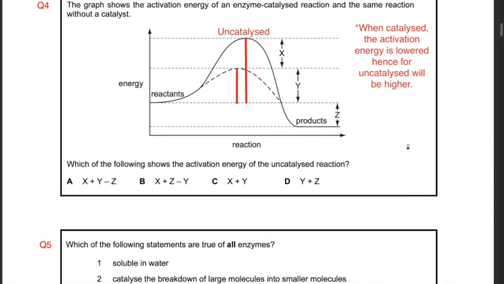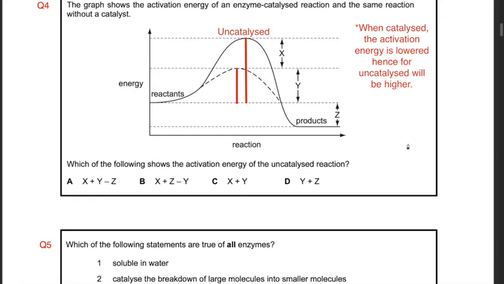Question 4. The graph shows the activation energy of an enzyme catalyzed reaction and the same reaction without a catalyst. Which of the following shows the activation energy of the uncatalyzed reaction? Now, when an enzyme is added, the activation energy of a particular reaction will always be lowered or decreased. However, since they are asking which shows the activation energy of the uncatalyzed reaction, then it should be X plus Y, because when catalyzed the activation energy is lowered, hence for uncatalyzed the activation energy will be higher.